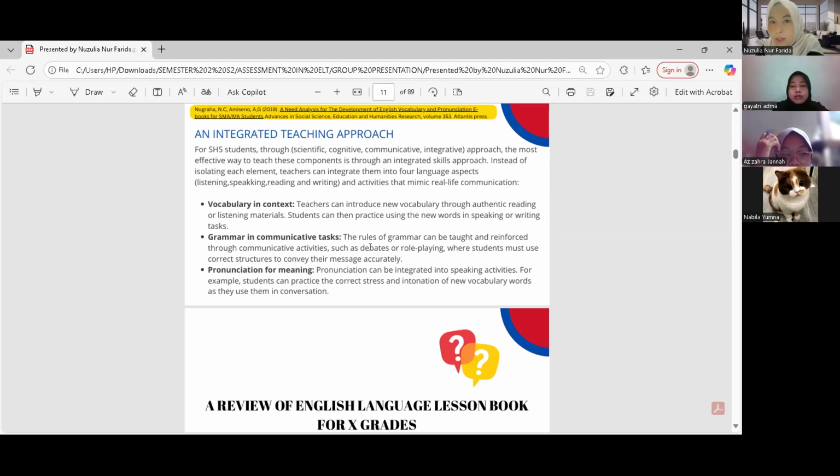And the rules of grammar can be taught through communicative activities, such as debates, role playing, and so on. And pronunciation for meaning. Pronunciation can be integrated into speaking activities. For example, students can practice correct stress and intonation of new vocab as they use them in conversation.